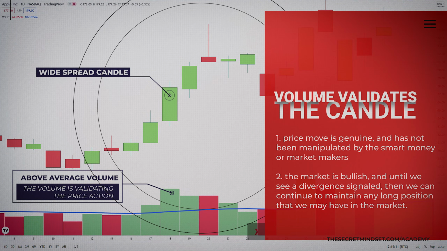And from this, we can assume two things. First, that the price move is confirmed and has not been manipulated by the smart money or the market makers. And second, for the time being, the market is bullish, and until we see a divergence signaled, then we can continue to maintain any long position that we may have in the market.